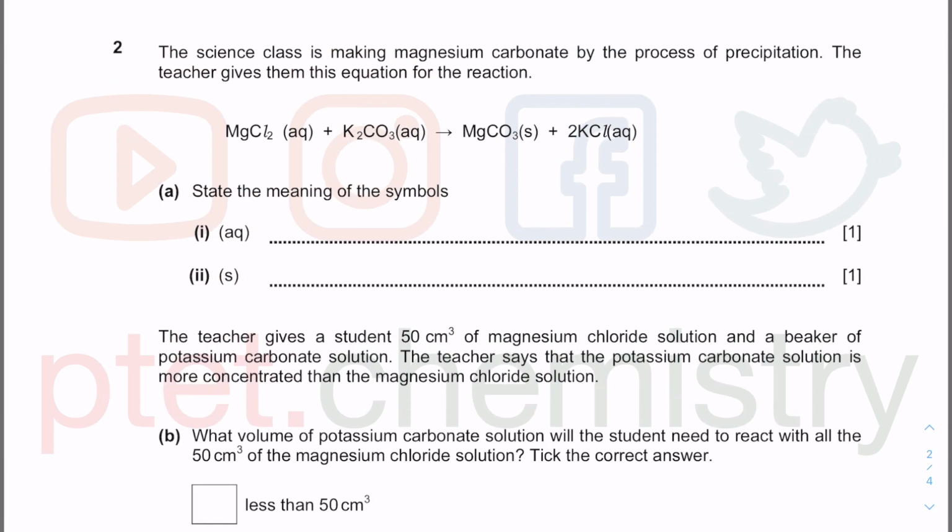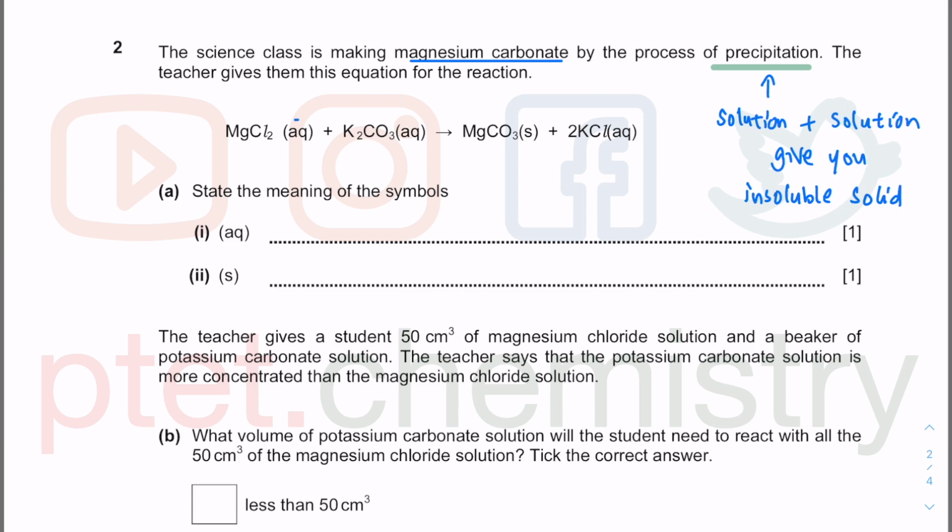In this second question, the science class is trying to make magnesium carbonate. You're trying to make magnesium carbonate and you want to make it by precipitation. Precipitation means solution plus solution. And what would that give you? They give you an insoluble precipitate. They give you an insoluble solid.